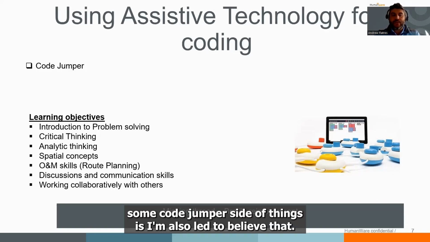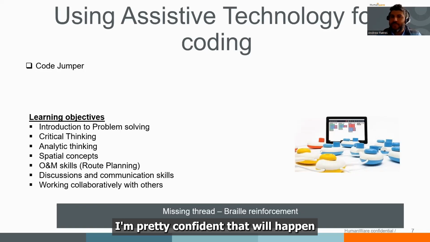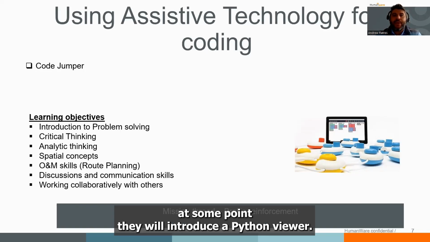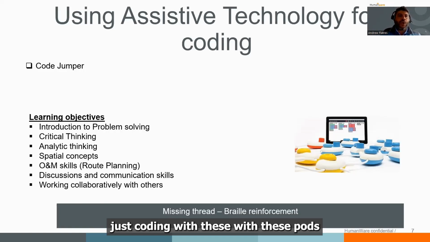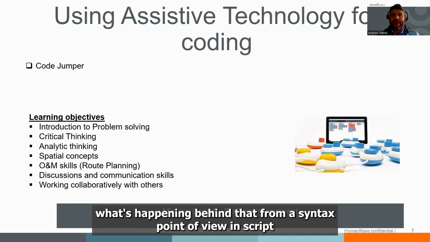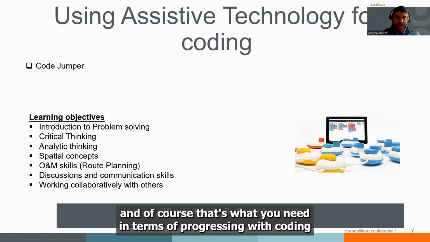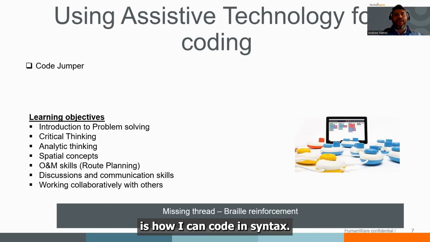One other thing to announce on the CodeJumper side of things is I'm also led to believe, and I'm pretty confident that it will happen at some point, they will introduce a Python viewer. Now, this will be fantastic because it then transitions that young student from just coding with these pods and block coding to then understanding what's happening behind that from a syntax point of view in text script. And of course, that's what you need in terms of progressing with coding: how I can code in syntax.